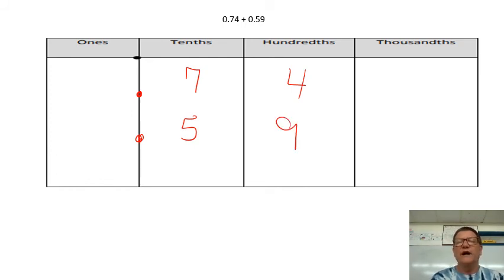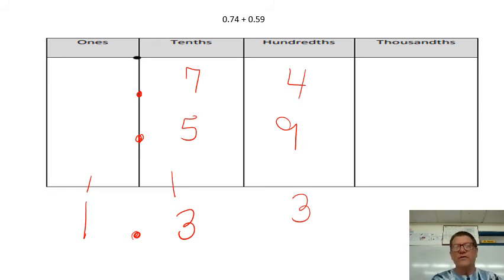Now we're going to add these up. I know 4 and 9 is 13. I carry my 1. 7 and 5 is 12, and 1 is 13. And I have to carry my 1 to the next place value. So we end up with 1 and 33 hundredths.